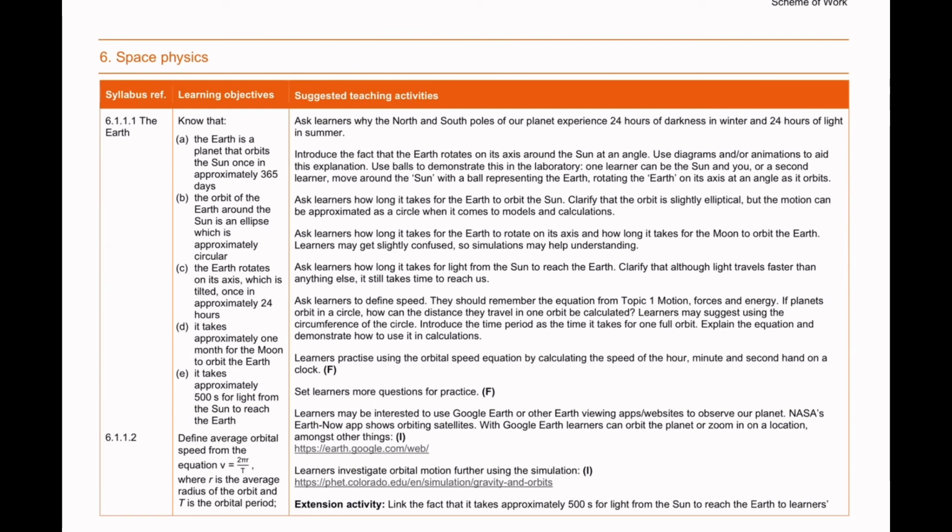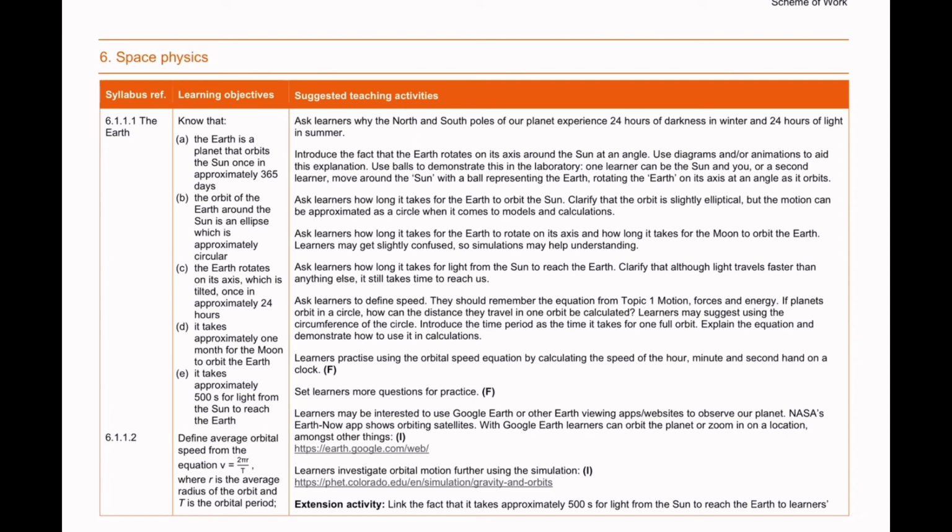Key concept 6.1.1.1: The Earth. Learning objectives. Know that A. The Earth is a planet that orbits the Sun once in approximately 365 days. B. The orbit of the Earth around the Sun is an ellipse which is approximately circular. C. The Earth rotates on its axis, which is tilted, once in approximately 24 hours.